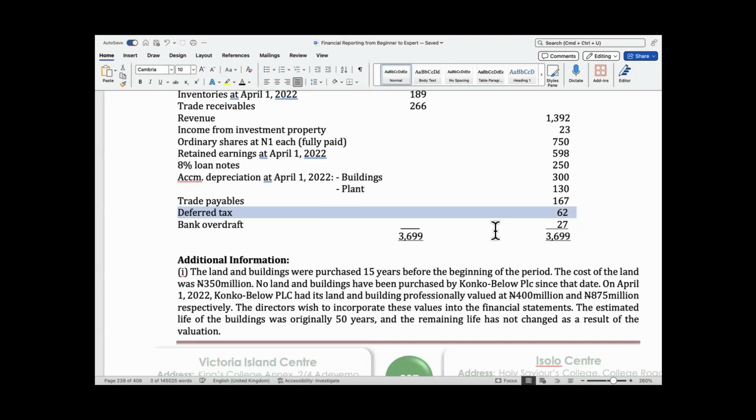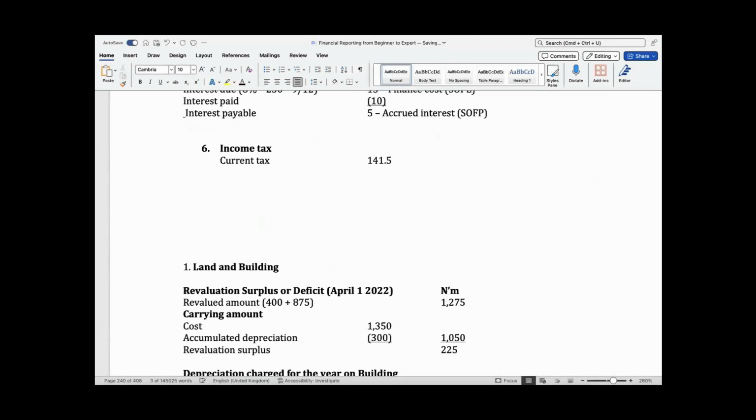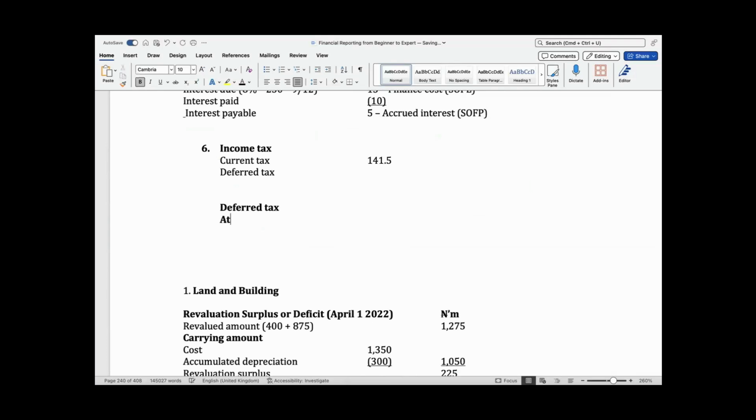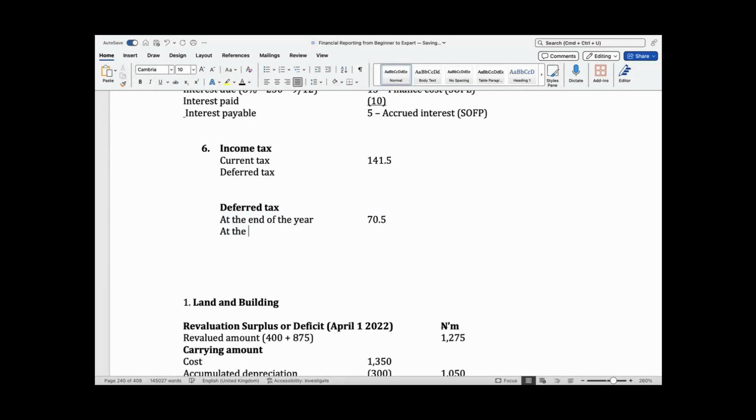How do you put those together? Under my deferred tax, there will be another workings for deferred tax. My deferred tax at the end of the year was 70.5. And my deferred tax at the beginning of the year, which is the figure in the trial balance, I think it was 62, right? Yes.